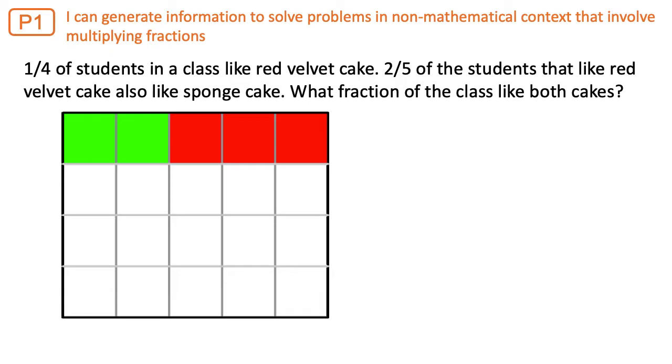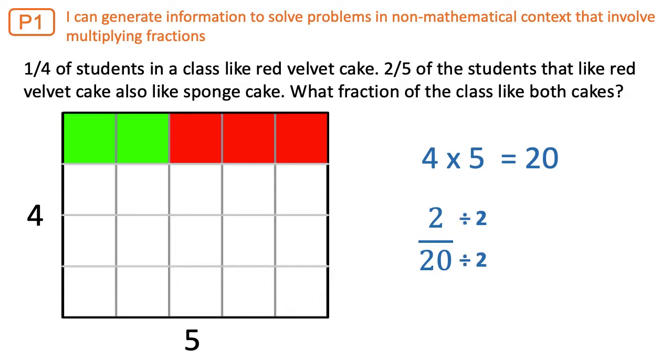The question asks, what fraction of the class likes both cakes? Well, we see there are 2 parts of the block that represent that group of people. How many parts are there in total for the entire class? It would be 4 parts times 5 parts, which equals 20. Therefore, the fraction is 2 out of 20, or 2/20. This can be simplified as 2 is a factor of 2 and 20. The final answer is 1 out of 10.